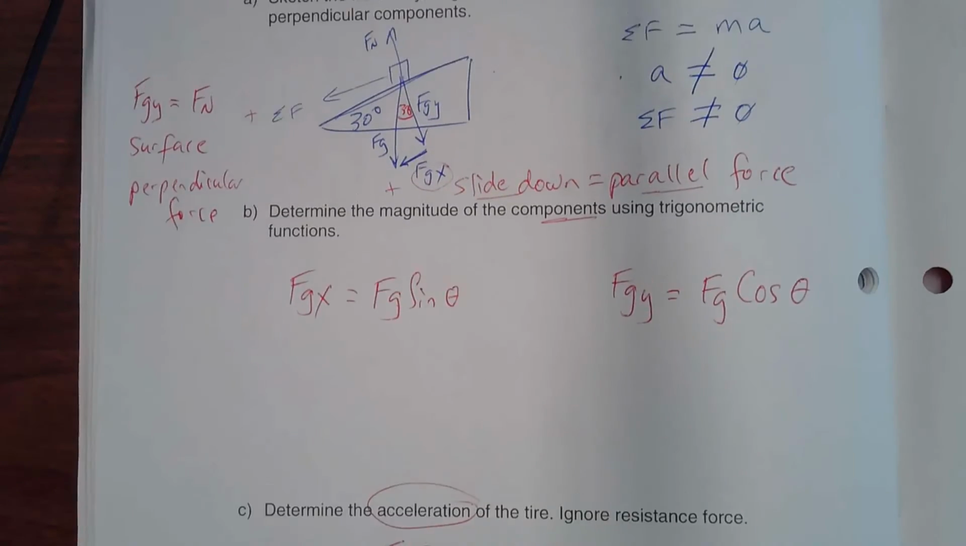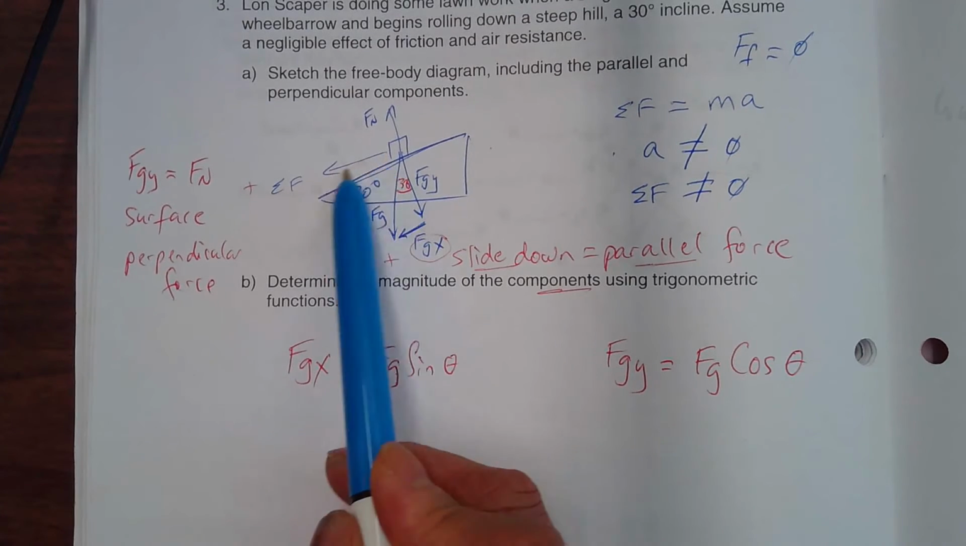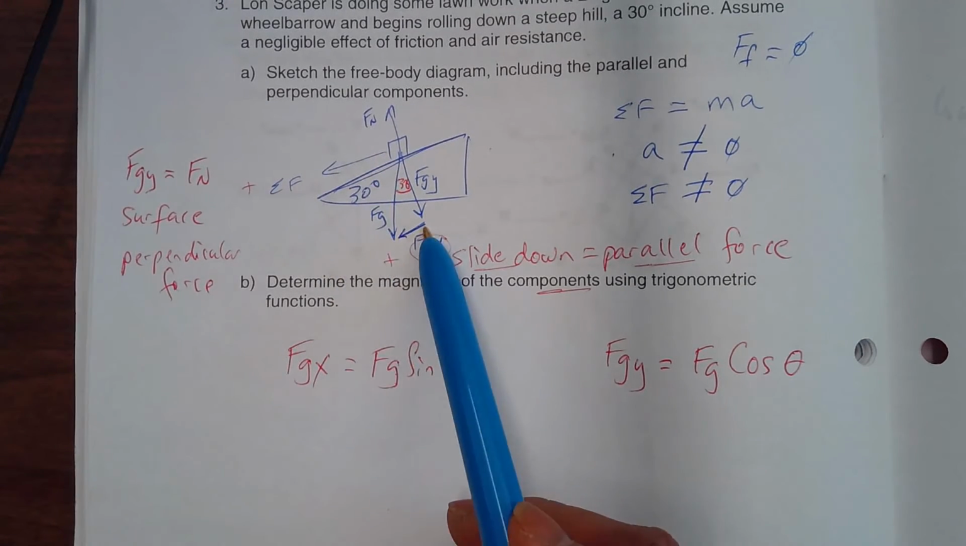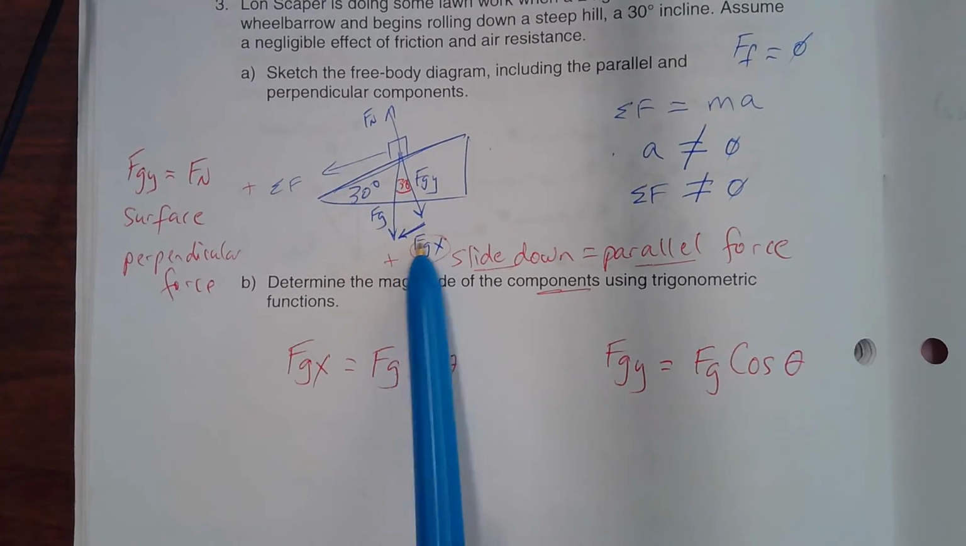Go back to your free body diagram, you see this net force right here? That is because of the Fg of x. That acceleration is due to the Fg of x.